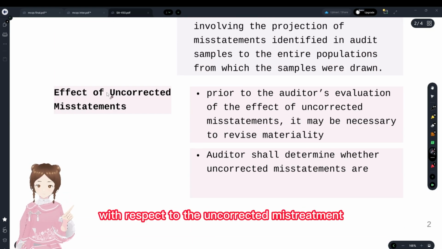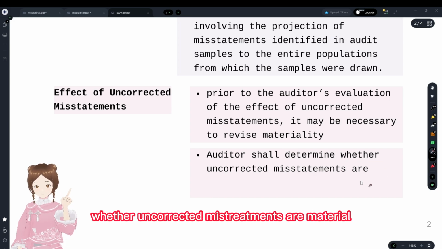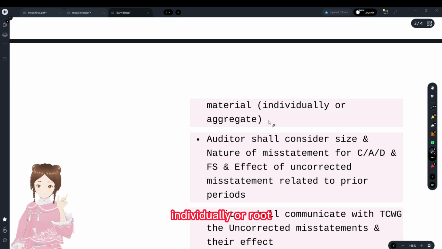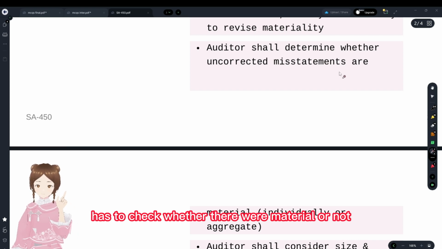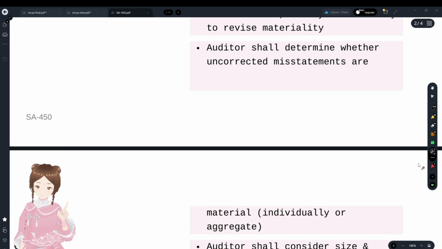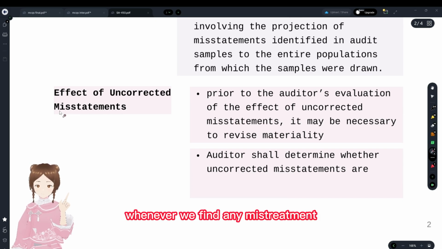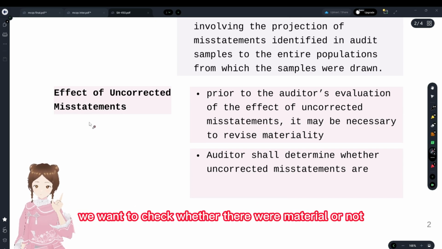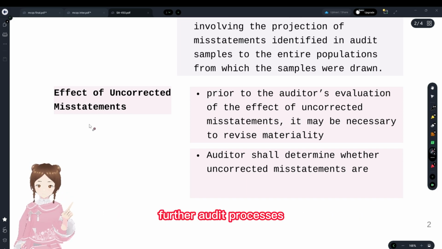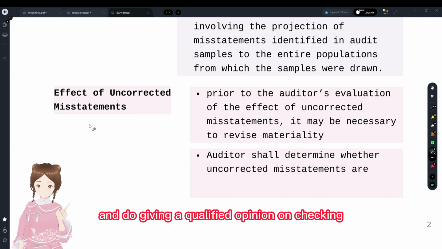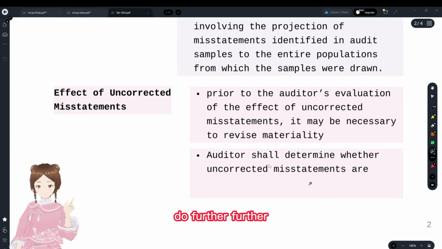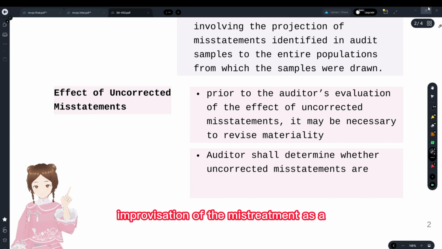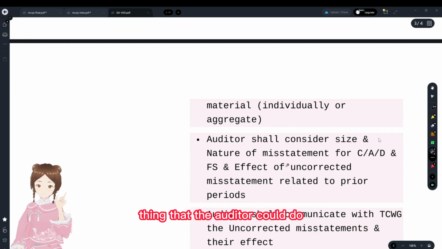That's one thing. With respect to the uncorrected misstatements, the auditor shall determine whether uncorrected misstatements are material individually or in aggregate or not. Whenever there were uncorrected misstatements, he has to check whether they were material or not. Whenever we find any misstatements, we want to check whether they were material or not. If they were material, further audit procedures, giving a qualified opinion, and checking whether there could occur a fraud or not, could be done for further improvisation of the misstatement. That's a thing that the auditor could do.